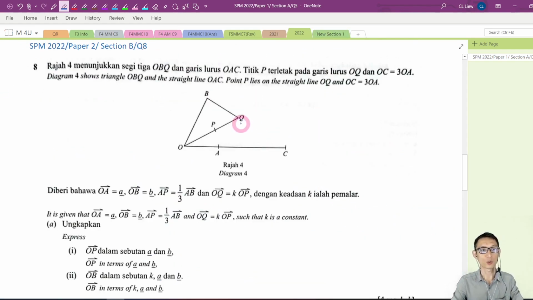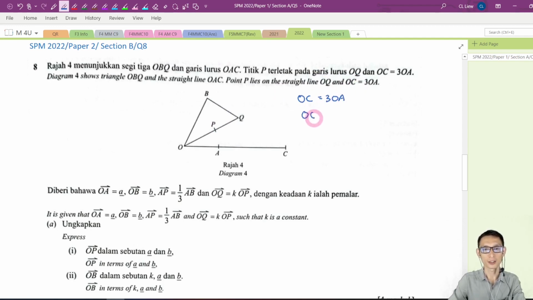Now let's look at another question. This is also taken from SPM 2022. This is paper 2 section B. Diagram 4 shows triangle OBQ. So I have a triangle over here, OBQ, and a straight line OAC. Point P lies on the straight line OQ, and OC is equal to 3OA.